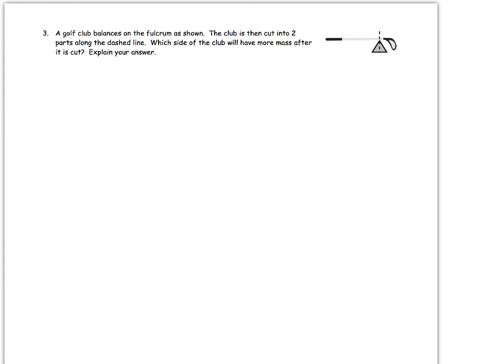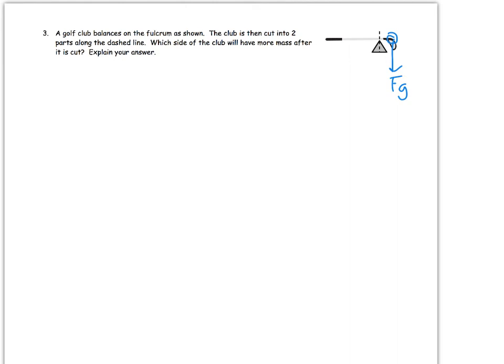So there's two ways of thinking about it. We can either think about center of mass or we can think about torques. If we think about torques, we're going to think about the fact that we're going to have a force of gravity on the one side, all right? So I'm going to think about the club, even though it's still intact in this picture, as two separate pieces.